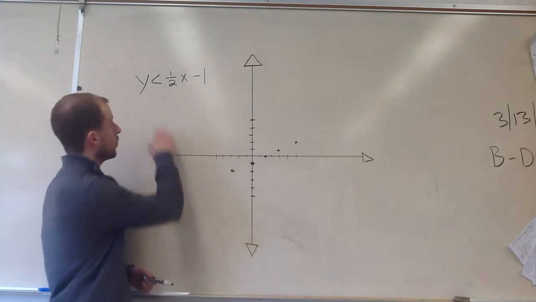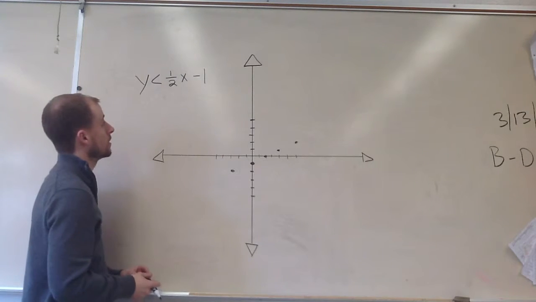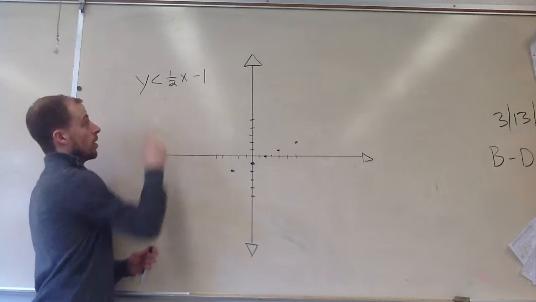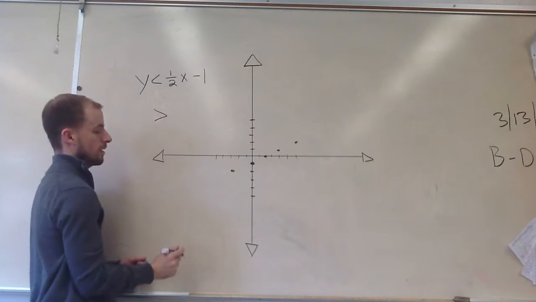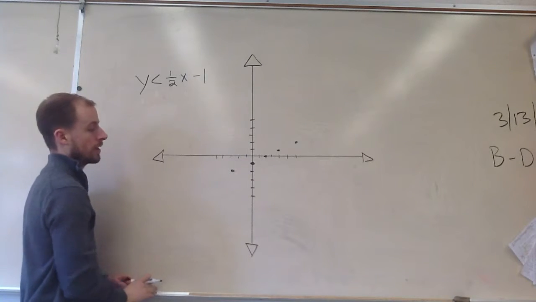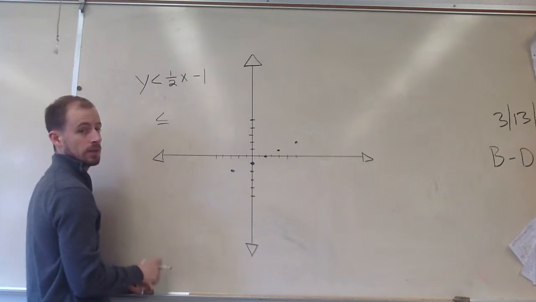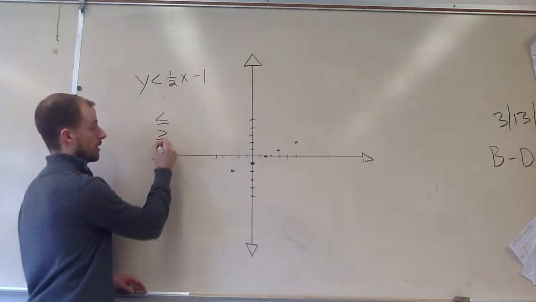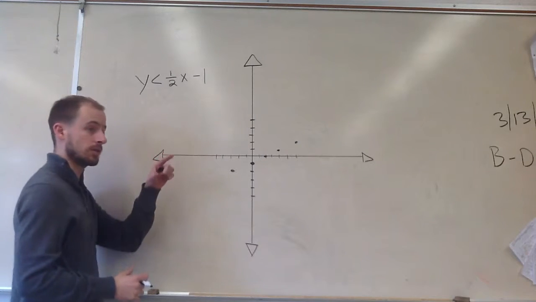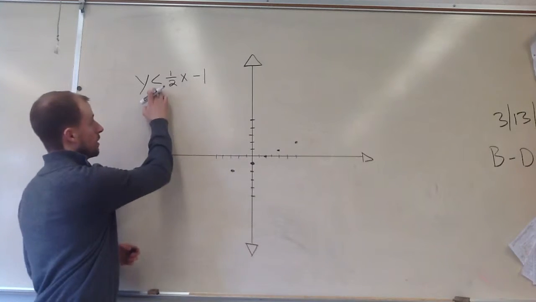But this says y is less than 1/2 x minus 1. So this is not an equation, it's an inequality. With this less than symbol, you need to look at this first. If it is less than or greater than, strictly, then you need to draw a dotted line. If it is less than or equal to, it's going to be a solid line. Or if it's greater than or equal to, it's a solid line. So it has nothing to do with whether it's less or greater. It has to do with whether it's strictly less than or strictly greater than. So there's no equal to, it's a dotted line.